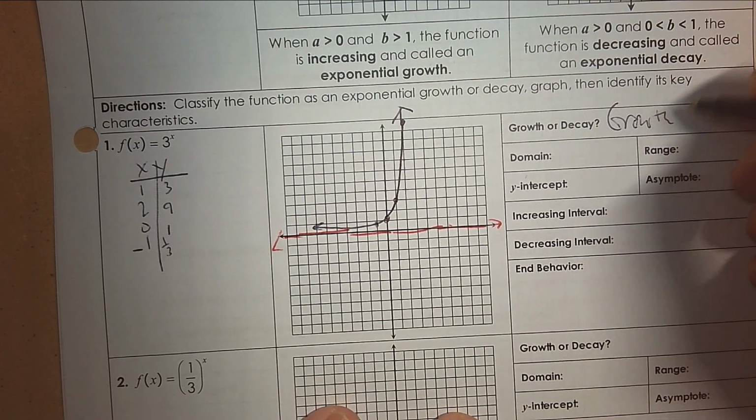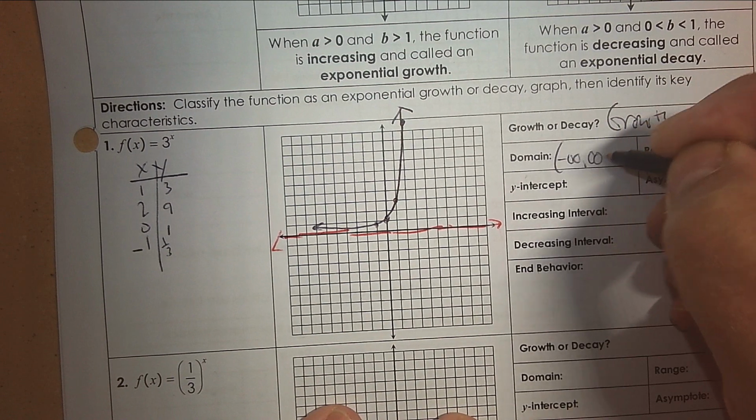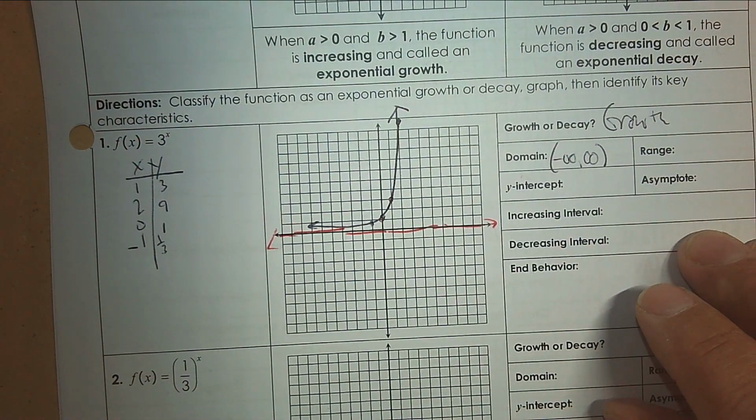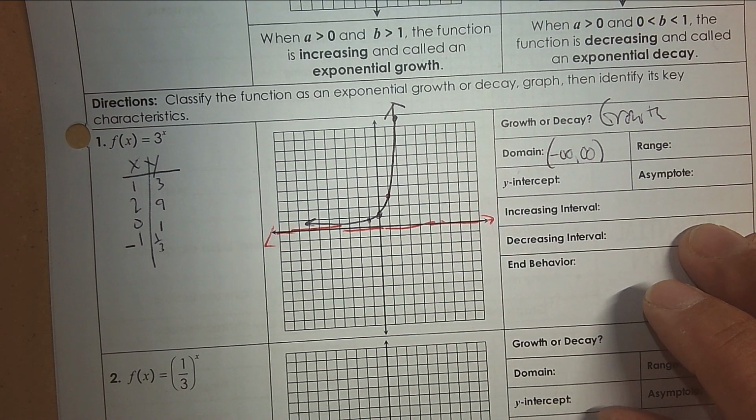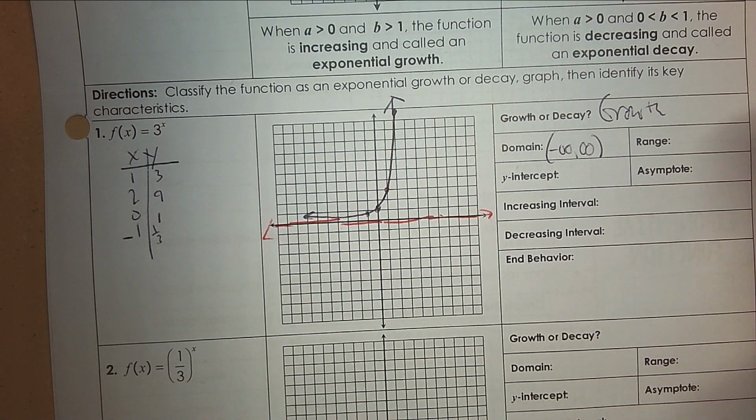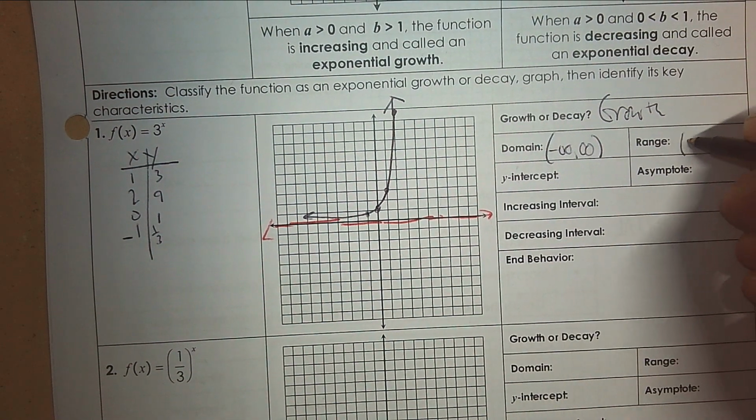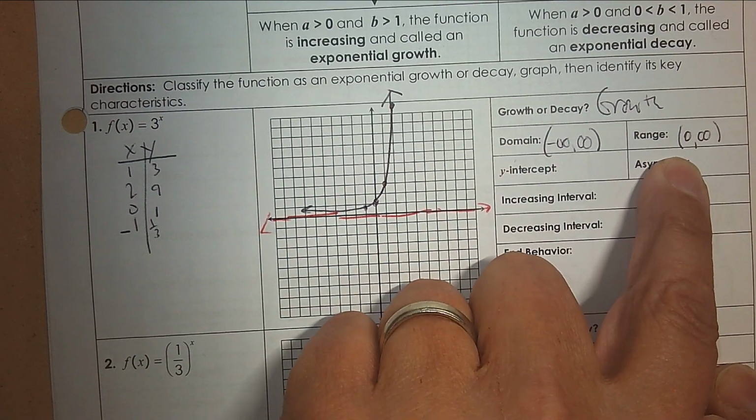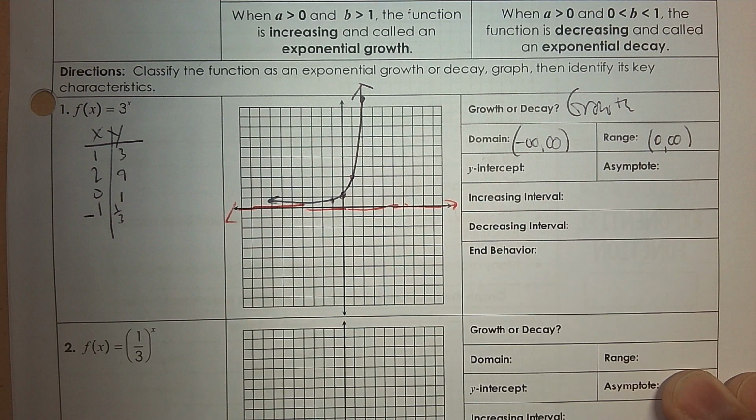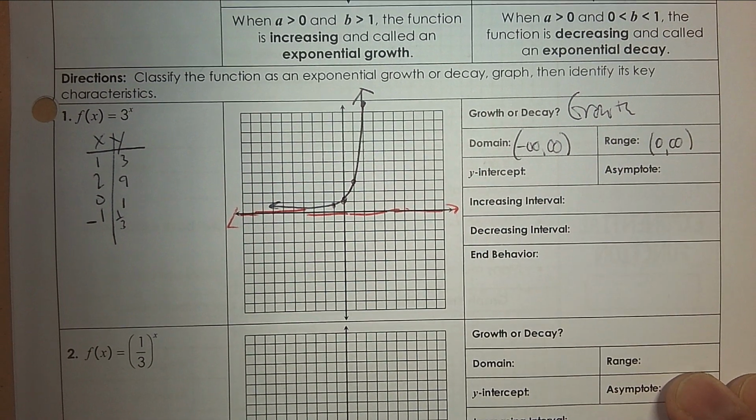You know the domain for exponentials is all real numbers. What does that mean? Could you put in a negative number for x? Yep. Could you put in 0? Could you put in a positive number? Every number works for x. So that means it's all real numbers. Could you get any answer out of it? No. So all answers are positive. So it goes from 0 to infinity. Why did I put a parenthesis around 0? Because 0 is not included.